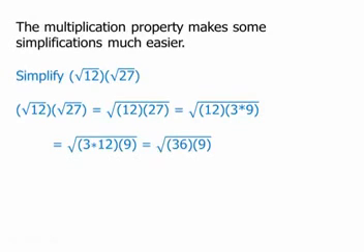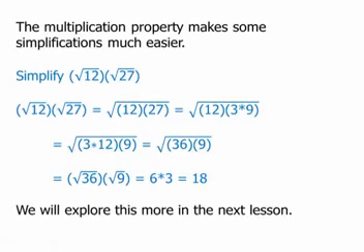Well, when I do that, I get another perfect square. So I now have the square root of 2 perfect squares. Separate them out, take the square root of each, and it's 6 times 3, which is 18. So it must be that whatever 12 times 27 is, that must be 18 squared. But fortunately, we didn't have to figure out that number in order to perform this simplification. And we'll explore this much more in the next lesson.